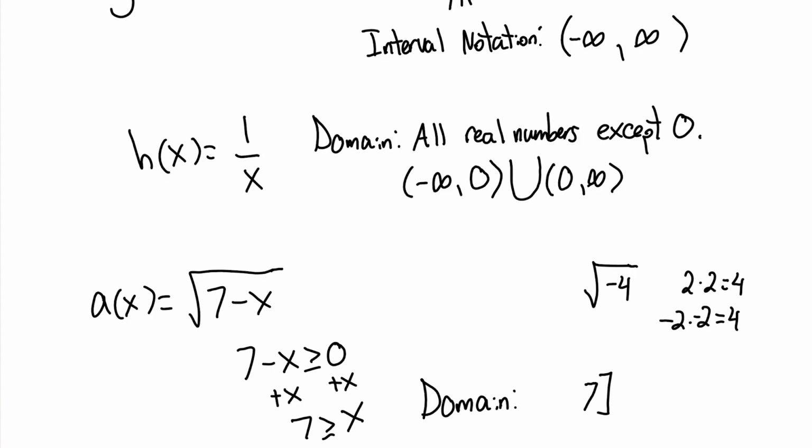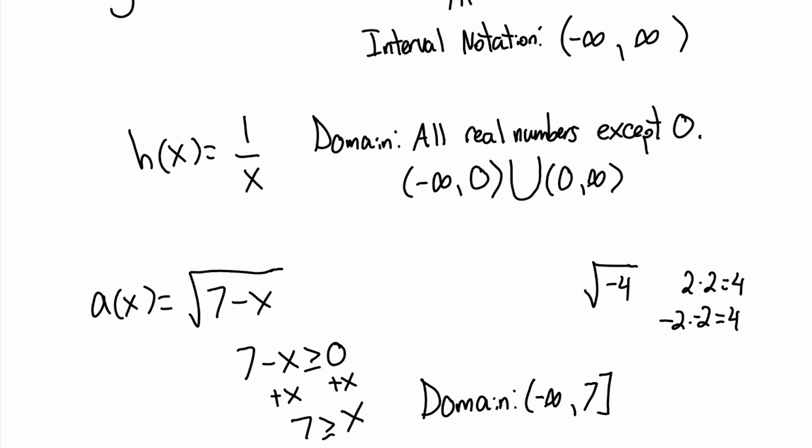So in the previous example, 0 was excluded. 0 could not be put into the function, so we use the parenthesis to indicate that. When we use the bracket, that indicates that that number can be put into the function. And then on the other side, we just have negative infinity, right? So it can be any number between negative infinity and 7, including 7.